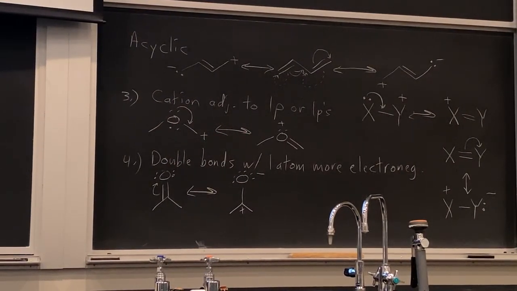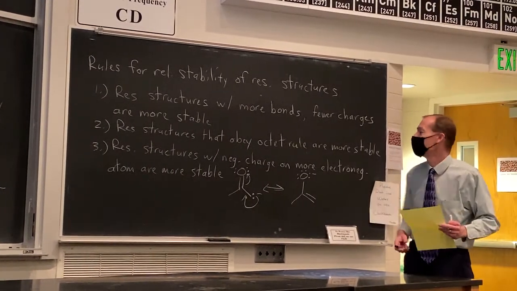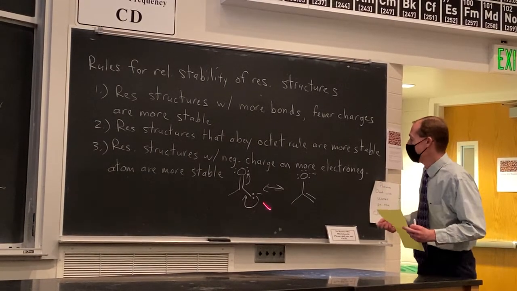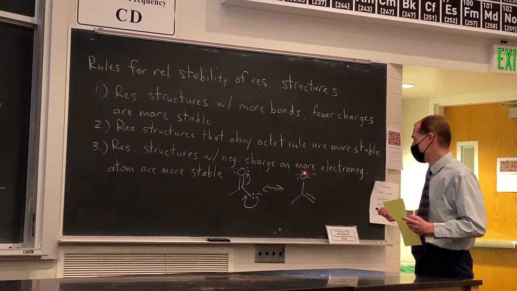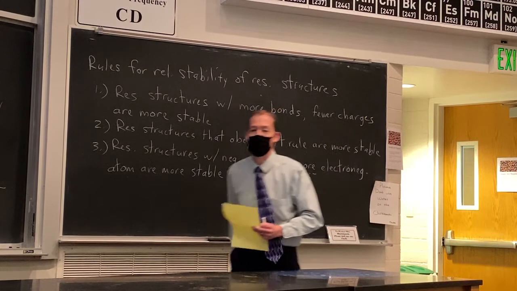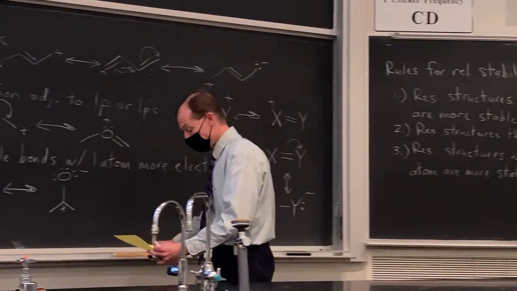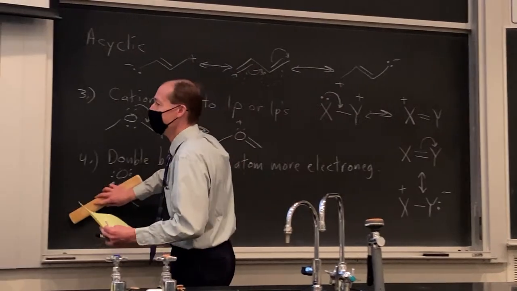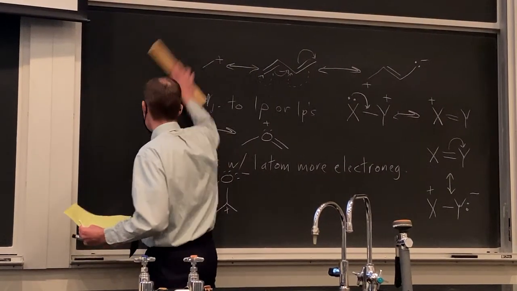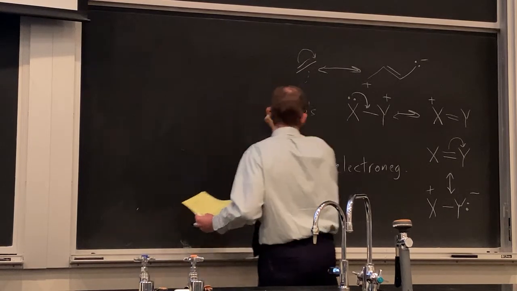That's not the case. With positive charges, it's typically the octet that tells us which structure is the major contributor. With negative charges or anions, it's putting that negative charge on the more electronegative atom that tells us which is more stable. All right, the last couple minutes here, let's talk a little more about conjugated dienes or 1,3 dienes.